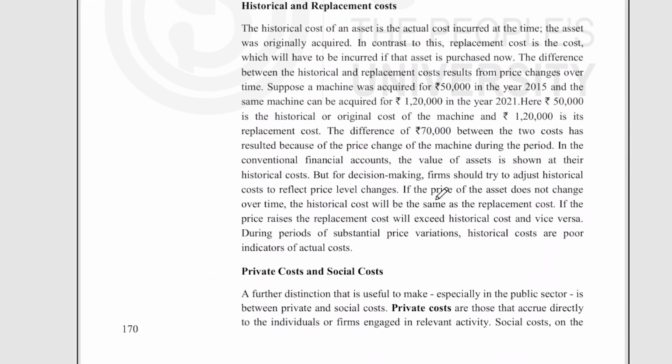managerial decisions. And next is historical and replacement cost. The historical cost of an asset is the actual cost incurred at the time the asset was originally acquired. In contrast to this, replacement cost is the cost which will have to be incurred if that asset is purchased now. So the difference between the historical and replacement cost results from the price change over time. Okay, so here is an example.